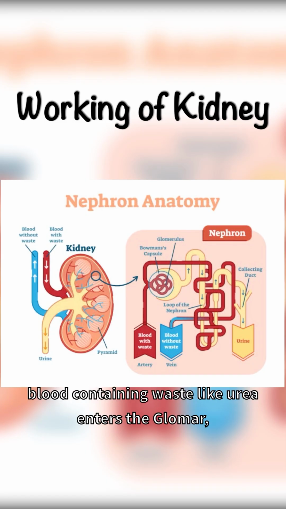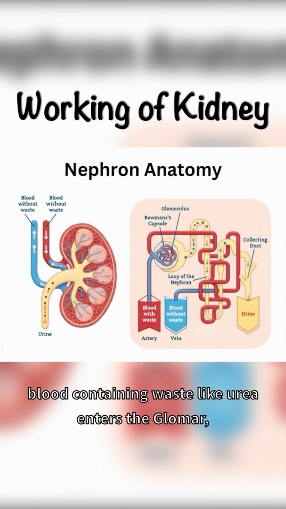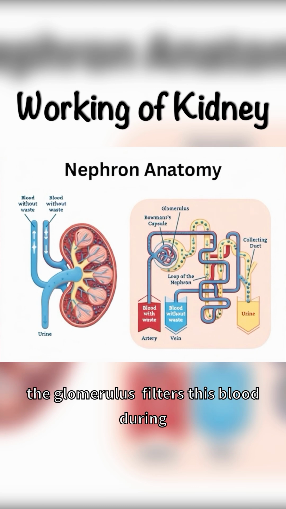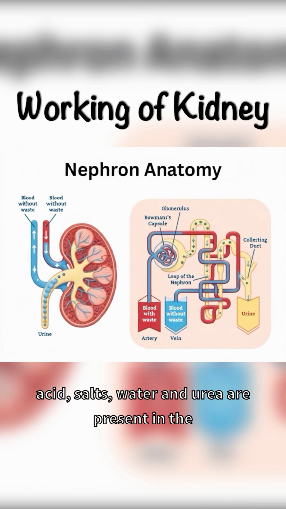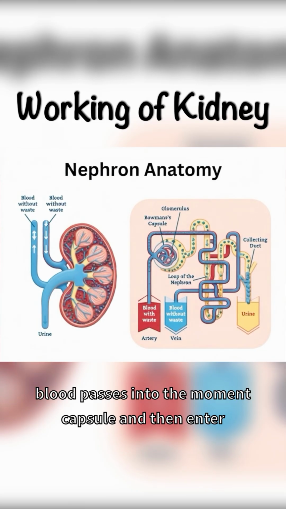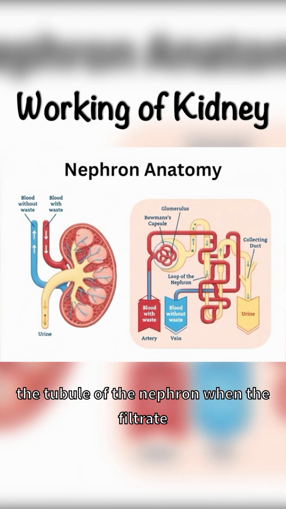The dirty blood containing waste like urea enters the glomerulus. The glomerulus filters this blood. During filtration, substances like glucose, amino acids, salts, water and urea present in the blood pass into the Bowman's capsule and then enter the tubule of the nephron.